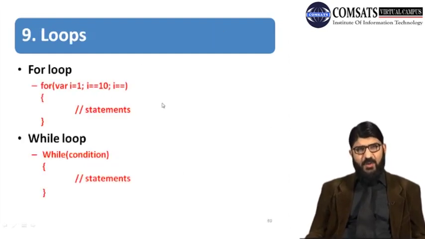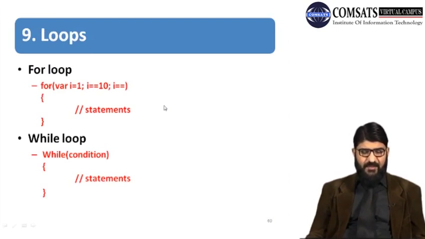Now, how to write loops in JavaScript. The first basic loop is the for loop. For variable i equals 1: i is the variable, and its initial value is given as 1. Then i is incremented up to the value 10. So the for loop will execute starting from 1 till 10, incrementing accordingly. The statements in the curly brackets will be executed for the for loop.